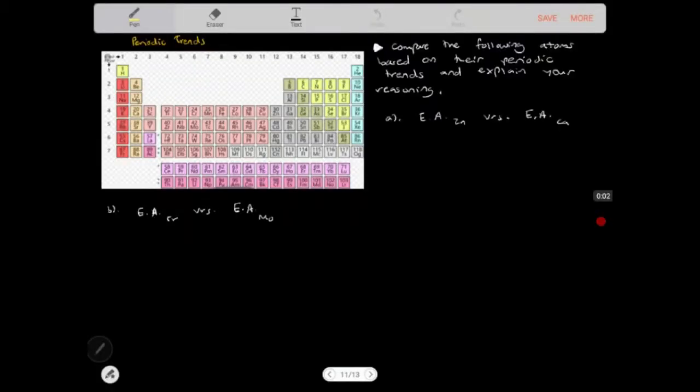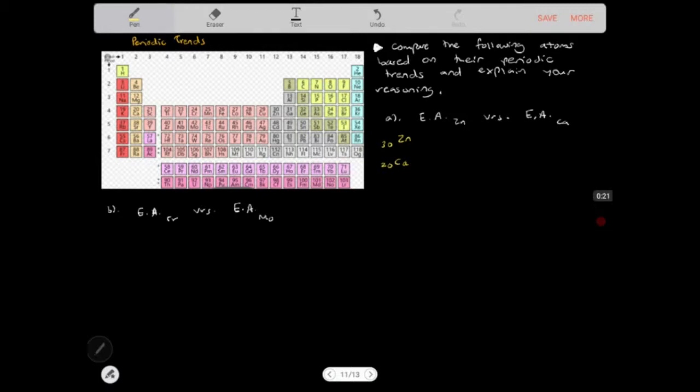Okay, let's compare the following based on their trends. We're looking at electron affinity, so let's look at zinc and calcium. Zinc has an atomic number of 30. Calcium has an atomic number of 20. Right, zinc is way further to the right than calcium is.